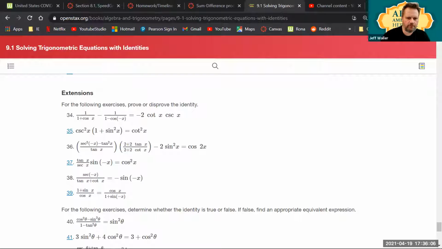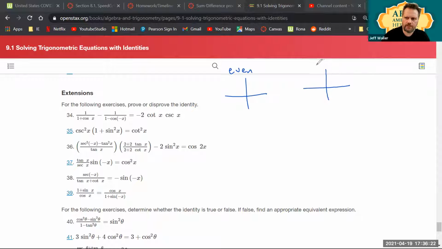So one thing this requires you to know, and this is something I was talking about in, did I do this yet? Yeah, I did. Okay, recording's going. All right. Can you remind me what even symmetry is and what odd symmetry is? Anybody remember?